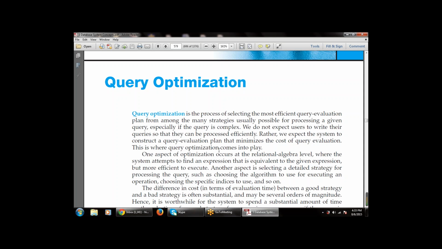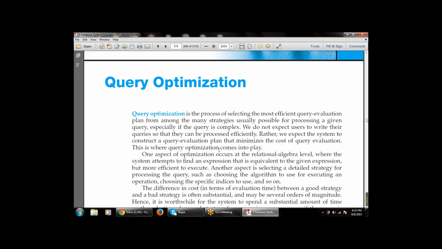We do not expect users to write their queries so that they can be processed efficiently. Rather, we expect the system to construct a query evaluation plan that minimizes the cost of the query evaluation. So whatever plan is used, it minimizes the cost of the query evaluation. That means using the least cost technique for the query optimization.